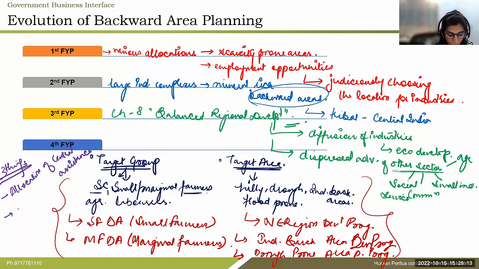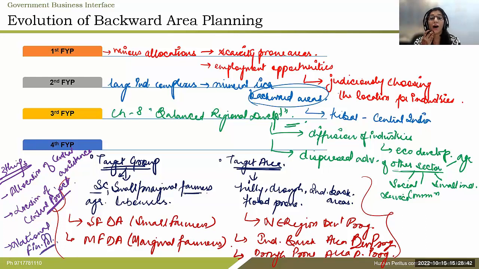Next is location of central projects. If the central government is taking up some project, how can it locate these projects so that they can help the areas to become more advanced? And number third was national financial policies. How could the national financial policies be made so that they can target the backward areas properly?